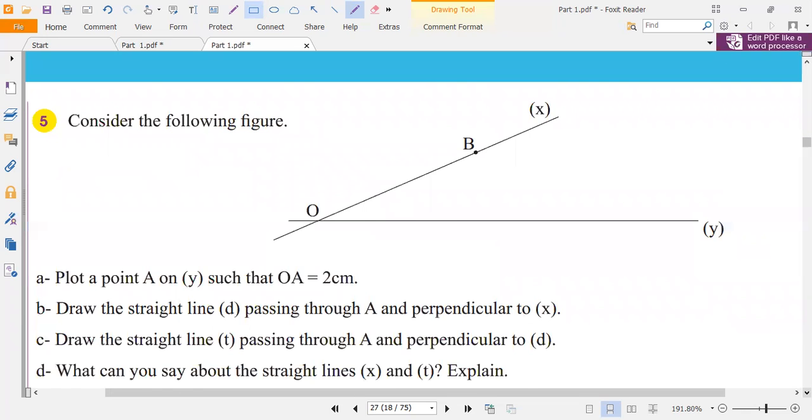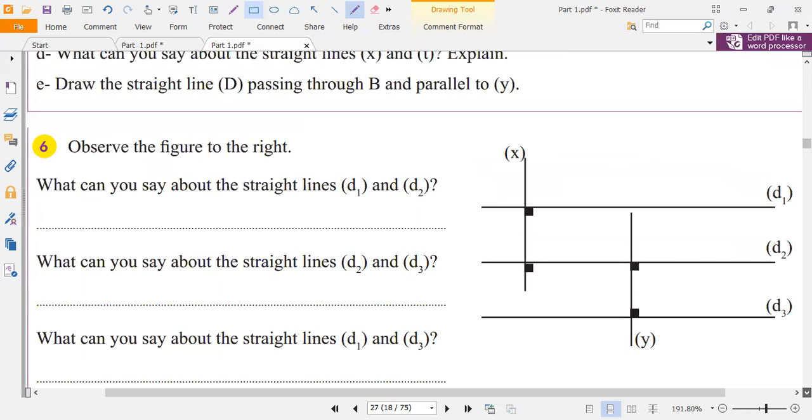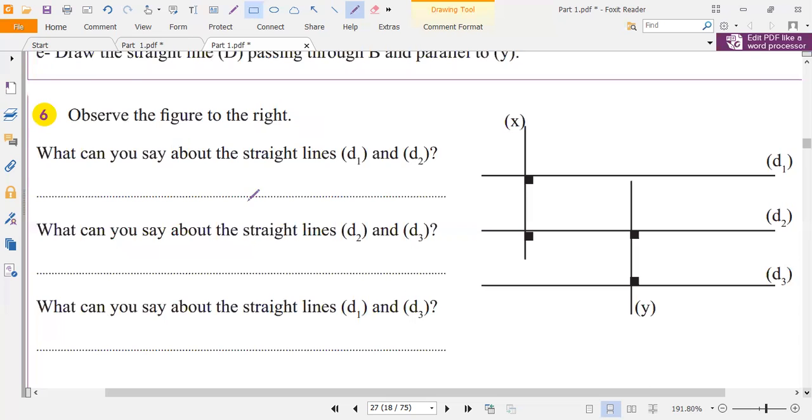Now let's do exercise 6, page 27. Observe the figure to the right. What can you say about the straight lines D1 and D2? Look, D1 and D2, they are parallel, they never meet. So D1 and D2 are parallel.